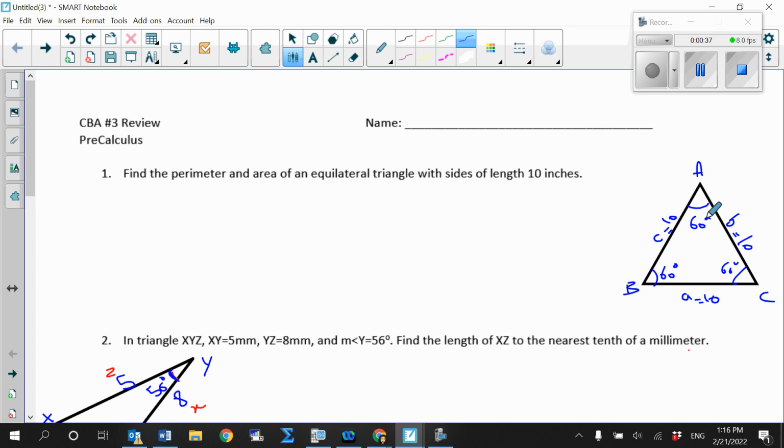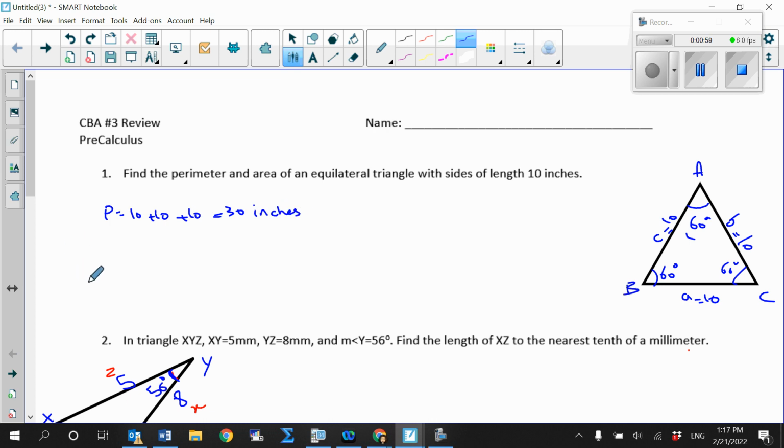So 180, which is the total of all the angles, we divide it by 3, we get 60. That's the measure of each angle. Now, to find the perimeter, we just need to add up all the sides. So 10 plus 10 plus 10, which is 30. That's the perimeter of this triangle.